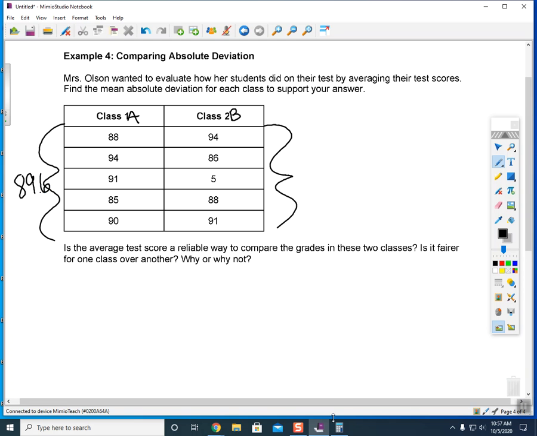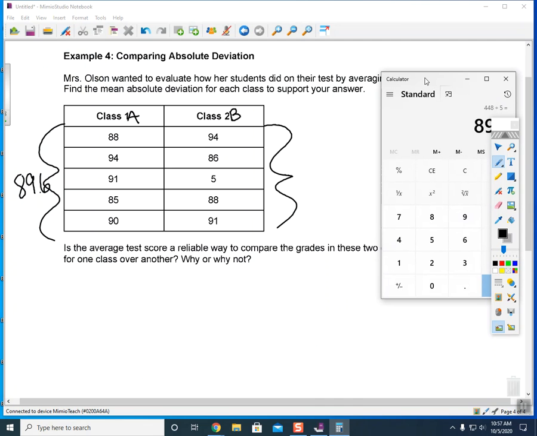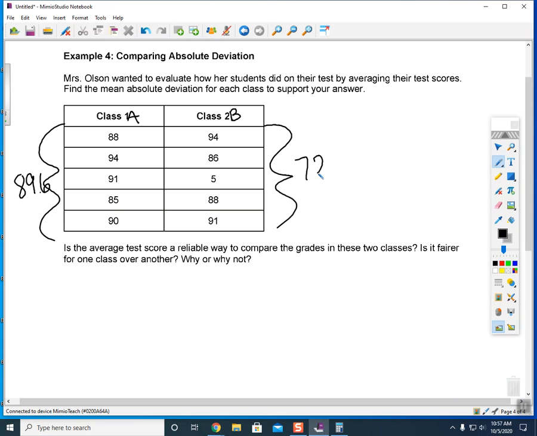And I'm going to do the same thing for the other guy. So I'll have, oops, clear, 94, 86, 88 plus 91 divided by 5. Okay, my average here is 72.8.